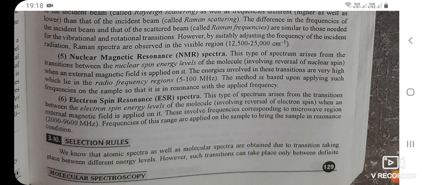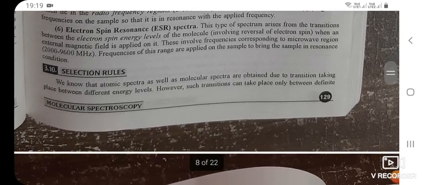Electron spin resonance (ESR) spectra. This type of spectrum arises from the transitions between the electron spin energy levels of the molecule, involving reversal of electron spin when an external magnetic field is applied on it. These involve frequencies corresponding to microwave region. Frequencies of this range are applied on the sample to bring the sample in resonance condition.